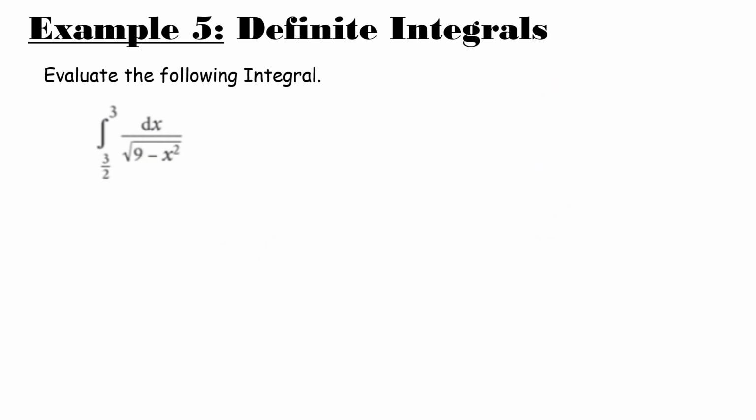Now, this might be one that you're not familiar with, so make sure you have page 26 of your log tables open. So we want to integrate between 3 over 2 and 3. It's 1 over the square root of 9 minus x squared, and that dx can be written to the side, which makes it a little bit easier to see. And in the second box on page 26, third one down, we have this function here.